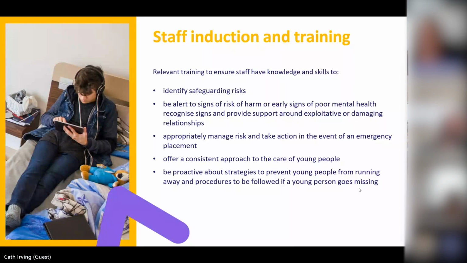Statutory guidance on children running away states that staff working with looked after children should be trained and supported to offer a consistent approach to the care of children. And this includes being proactive about strategies to prevent children from running away, and also to understand those procedures that must be followed if a child goes missing.